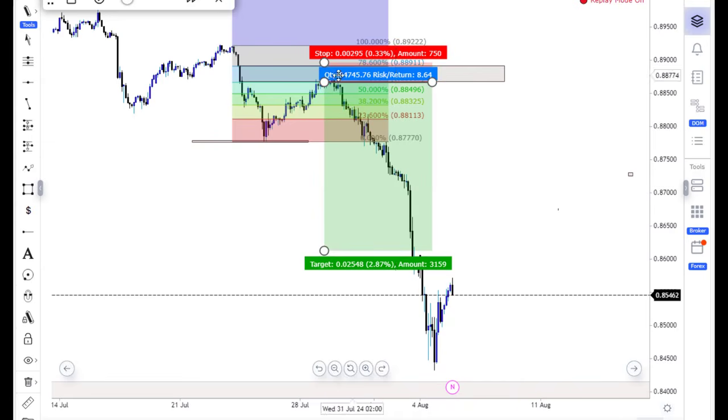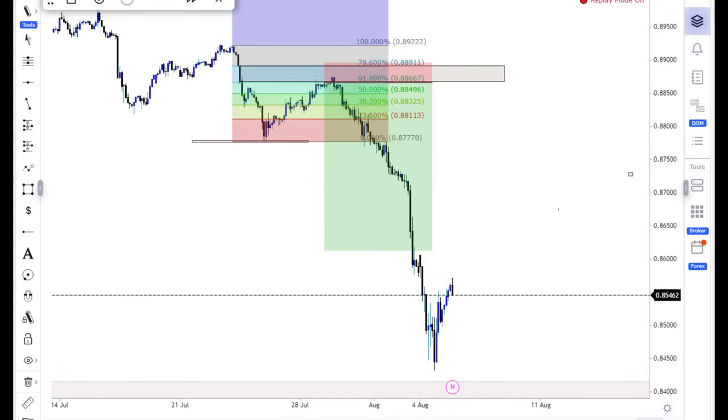Now we have this swing. This swing is actually too long, right? So let's look at the H4. Let's go to the H4 here. We have a very long move here. This has been the biggest move, guys.